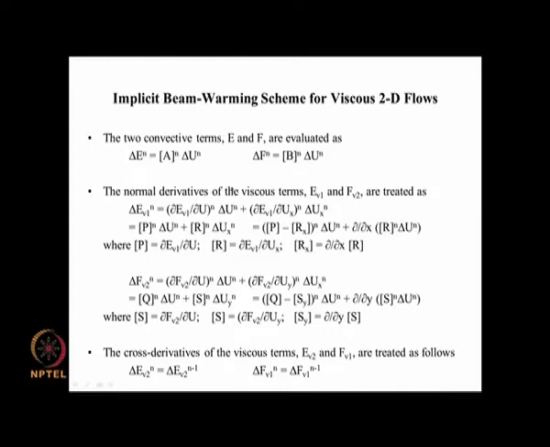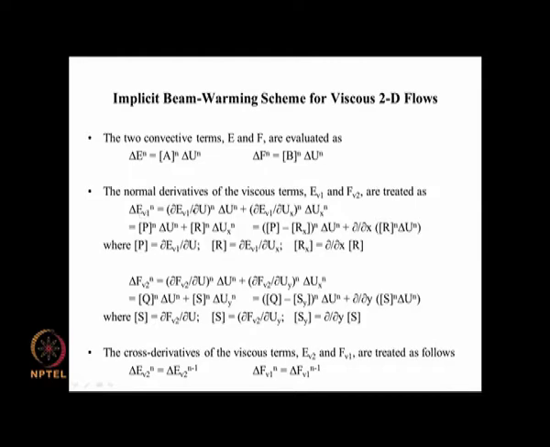The same idea is being brought into play here, and the normal derivatives are EV1 and FV2. Because FV2 is dou u by dou y, dou f by dou y, that gives you dou square u by dou y square, and the E term appears with dou e by dou x, so this gives us the dou square u by dou x square term. These are the normal stresses, and they are evaluated as follows.